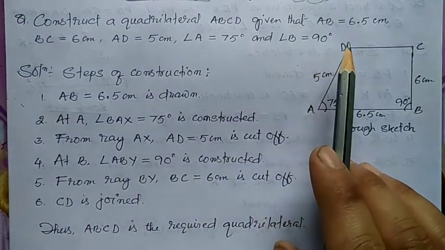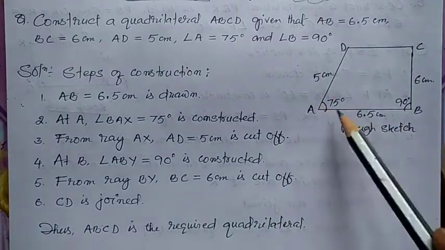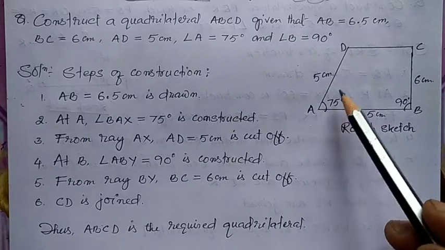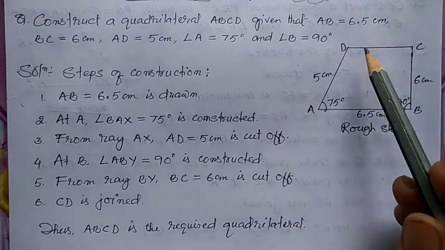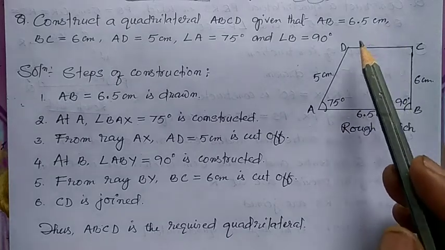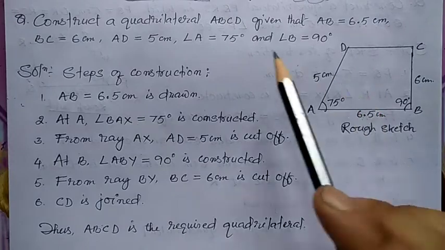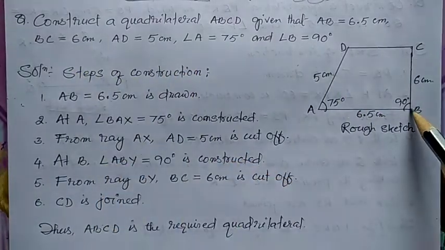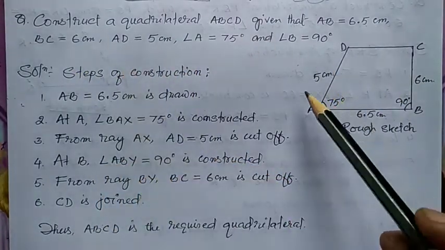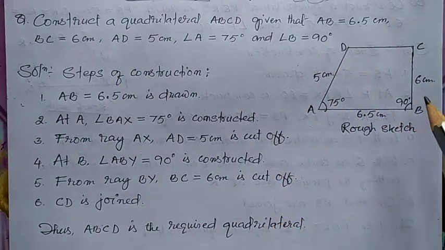So like the previous question, draw a rough sketch. We draw a rough sketch of quadrilateral ABCD without measurement, and in this rough sketch label the given sizes: AB 6.5, so AB length 6.5, then BC 6, AD is 5, angle A and B are 75 and 90 degree.